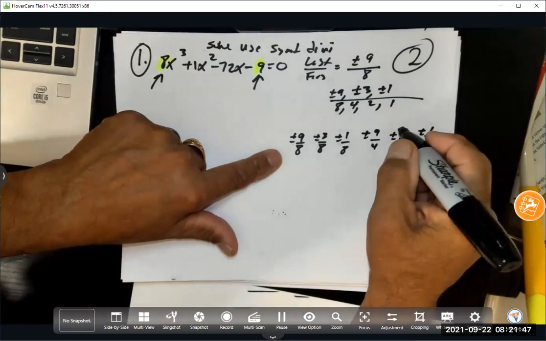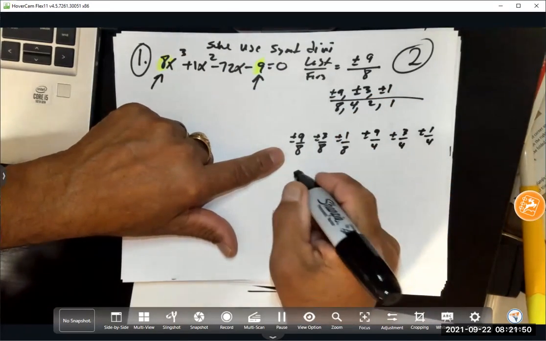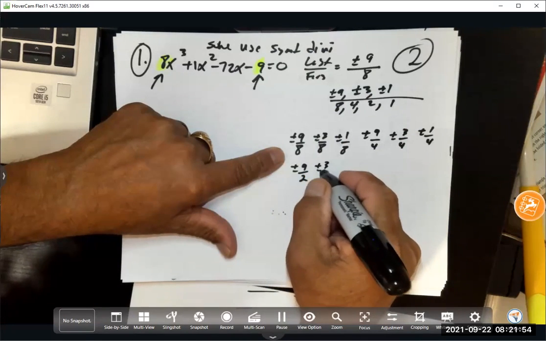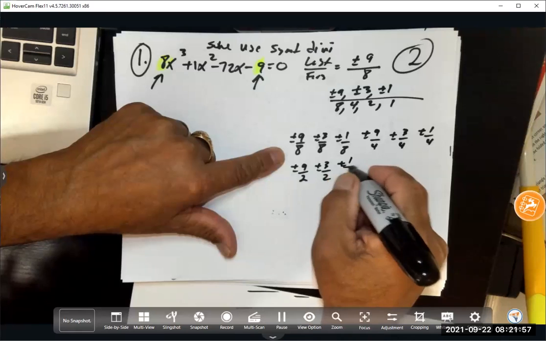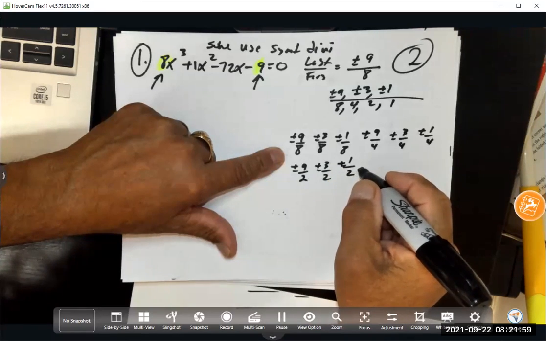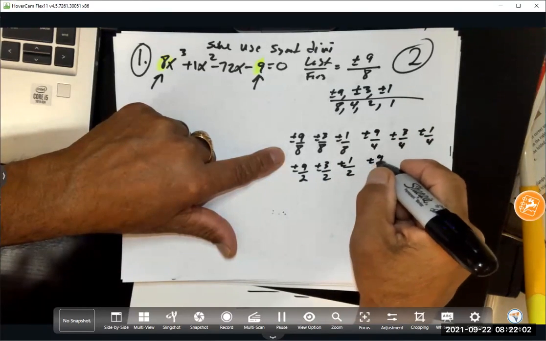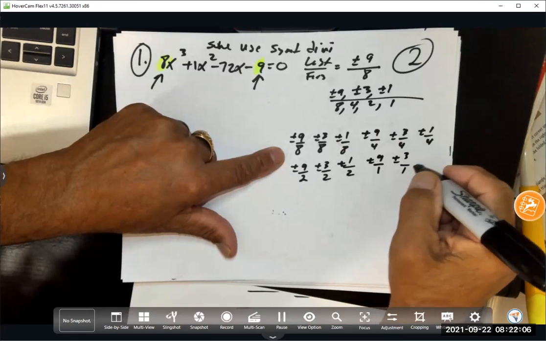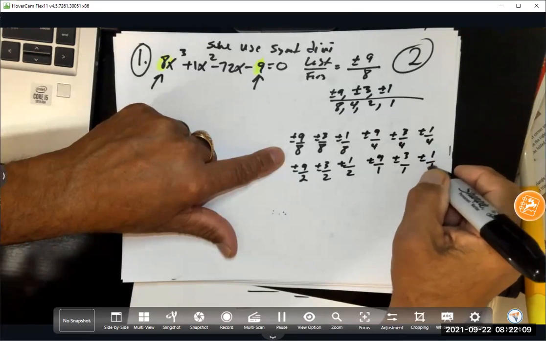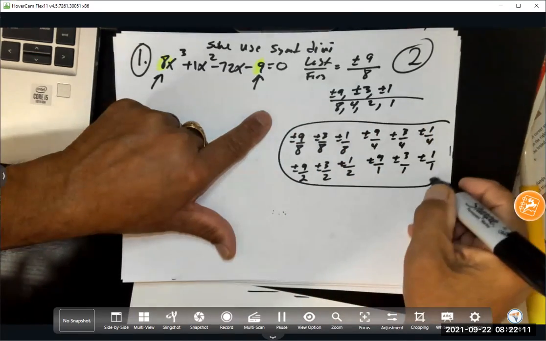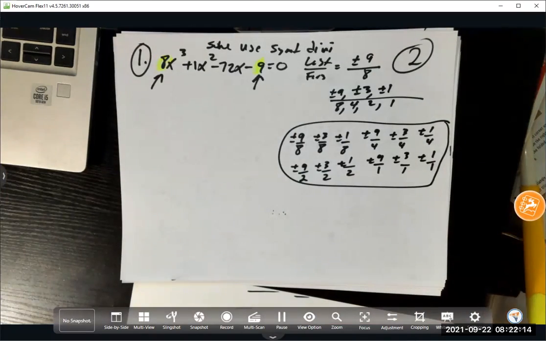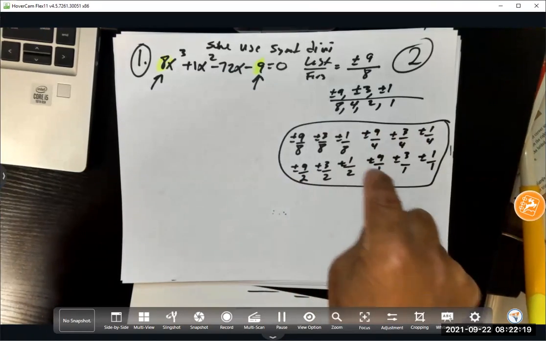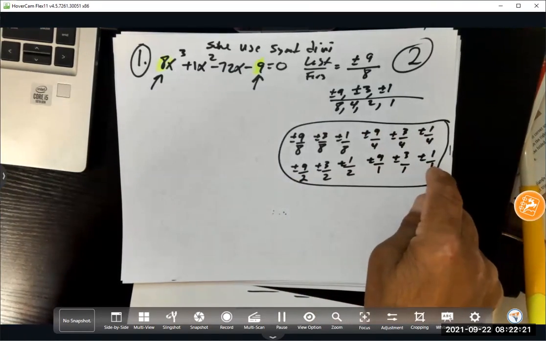So these are all over 8, all over 4. There's more possible answers. Could it be over the 2 also? Yes. Plus or minus 9 over 2. Plus or minus 3 over 2. And plus or minus 1 over 2. And then we got plus or minus 9 over 1. Plus or minus 3 over 1. Oh, man. Plus or minus 1 over 1. We have all these answers that are possible. It's a lot. There's 24 possible answers.